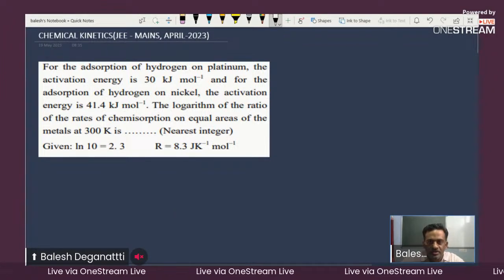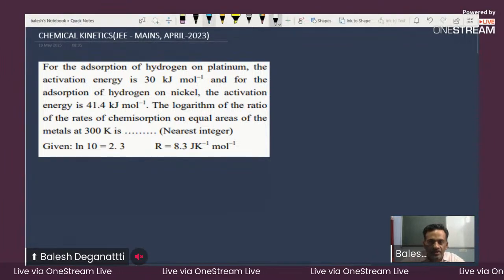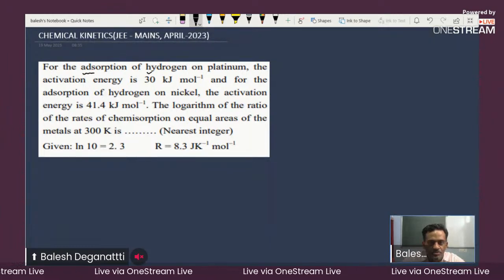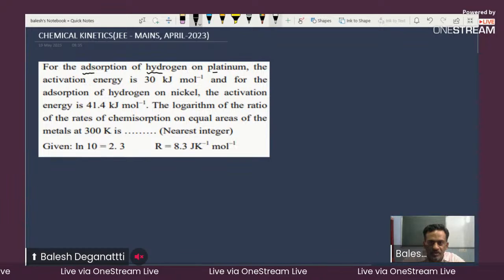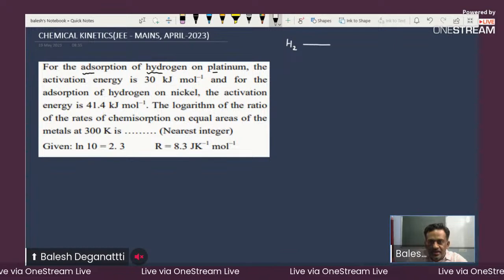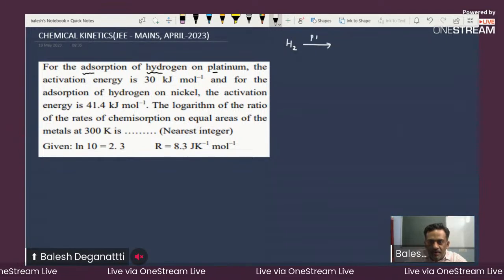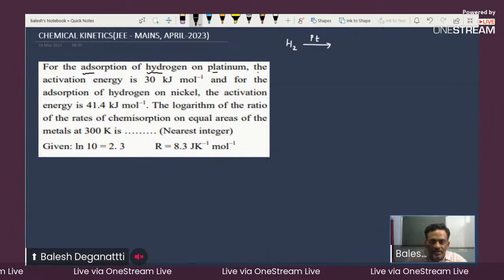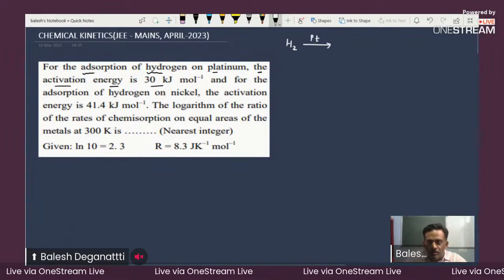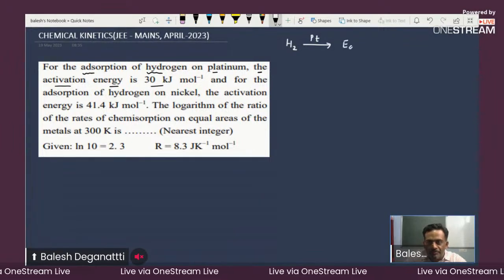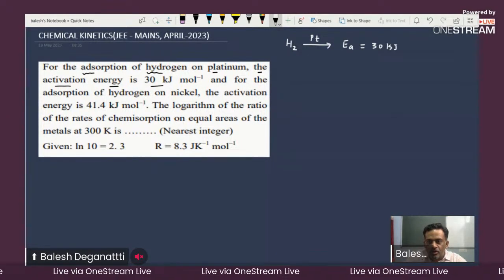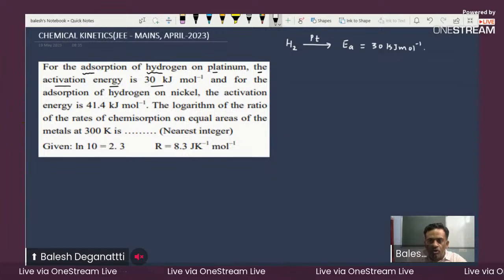See, in this first question that we come across, what is asked? For the adsorption of hydrogen on platinum. Hydrogen gas is adsorbed on platinum. What is given? The activation energy is 30 kilojoule per mole for this adsorption of hydrogen on platinum.